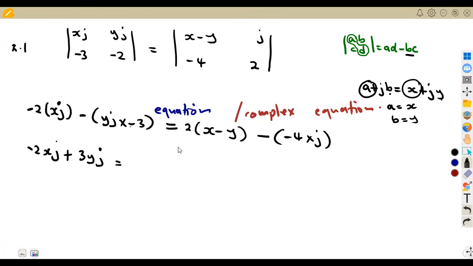So you can choose to expand your brackets, yes, it's fine, or you can just leave it like that: 2 into x minus y. All right, minus and minus here, it's a positive, so it's going to be positive 4j like this.